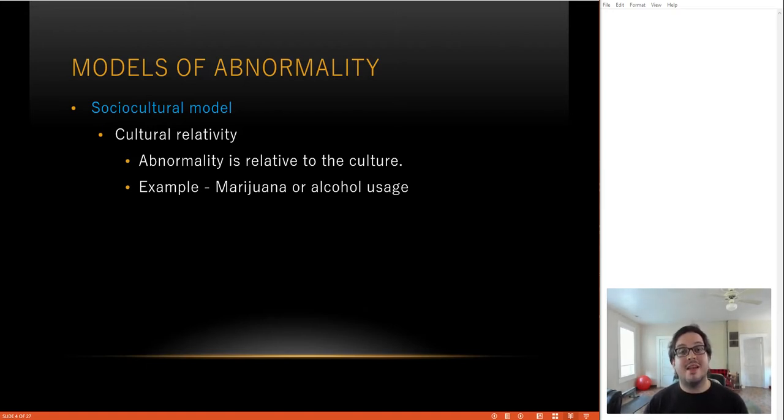You may then be classified as having something closer to a substance abuse disorder in South Carolina, but perhaps you wouldn't quite qualify for a substance abuse disorder in Colorado. So it's really going to depend on where you are and what the cultural norms are that determine whether you are classified as having a disorder or not.